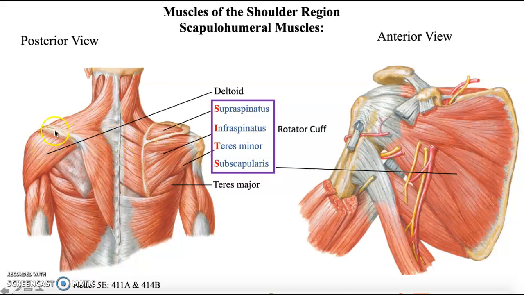Now, another thing: if you look at all these 6 muscles, you will see one end of the muscle is in the scapula, and the other end is in the humerus. That's why some people call them scapulohumeral muscles, because they run between the scapula and the humerus. Now let's talk about the individual muscles.